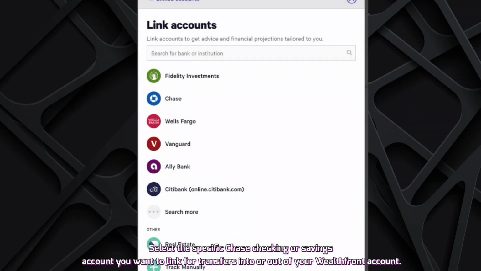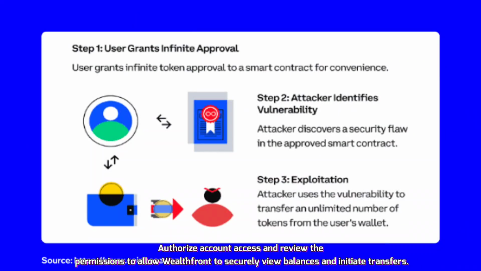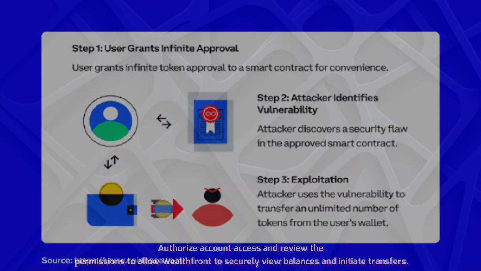Select the specific Chase checking or savings account you want to link for transfers into or out of your Wealthfront account. Authorize account access and review the permissions to allow Wealthfront to securely view balances and initiate transfers.